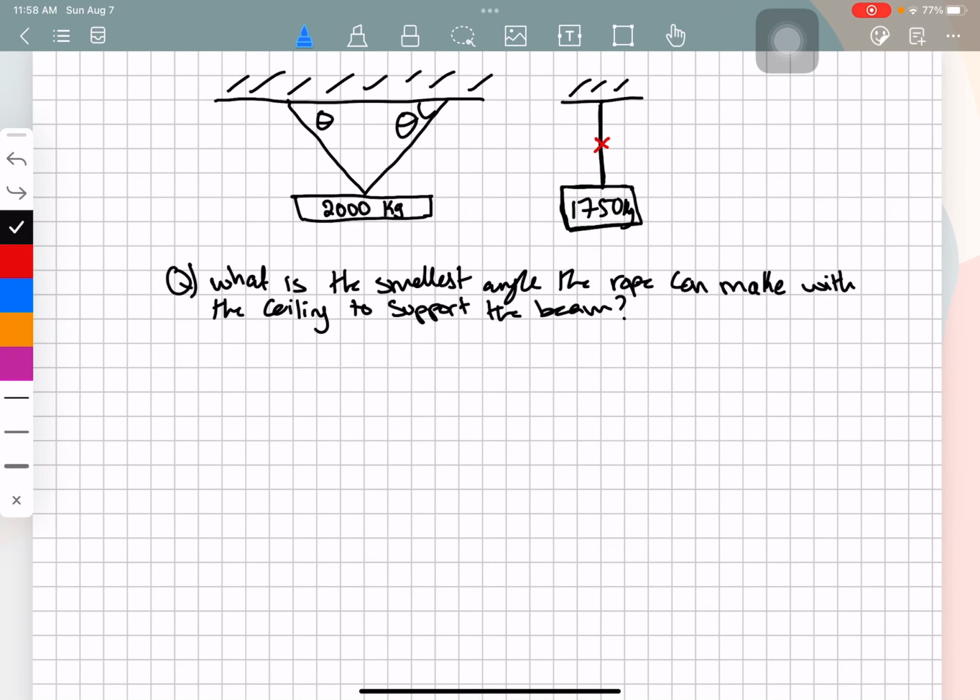Hello everyone, this is just a quick suspended objects question. If you would like to solve this problem, pause the video and then unpause to continue.